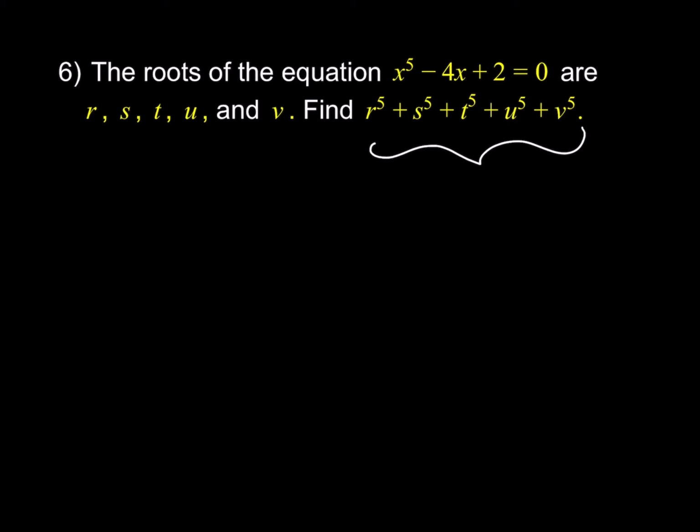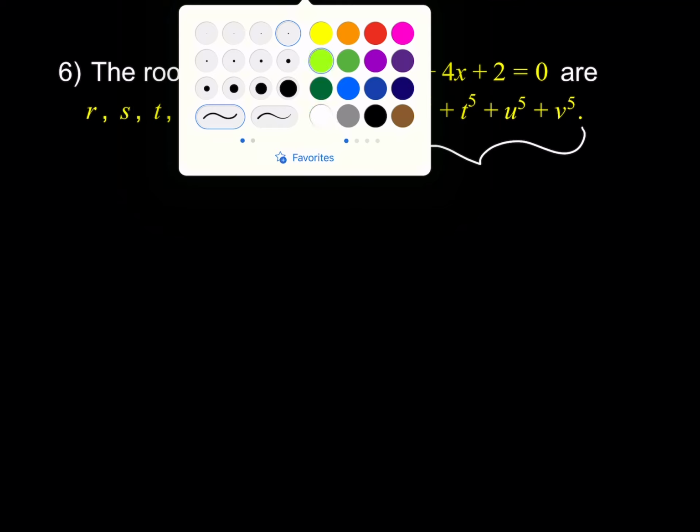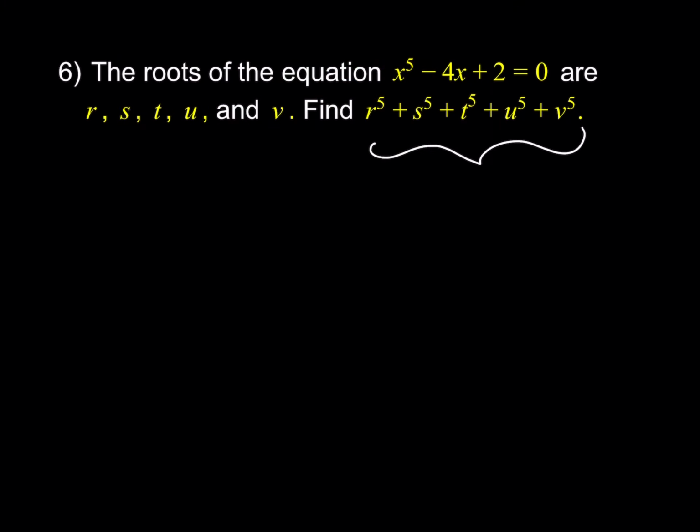We're going to use a really cool method. Let me go ahead and finish it up real quick. I don't want to drag this any longer. So here's what we're going to do. Since this equation is given like that, I'm going to isolate x to the fifth. And since r, s, t, u, v are each solutions or roots, I can replace x with r. So r to the fifth is going to be 4r minus 2.